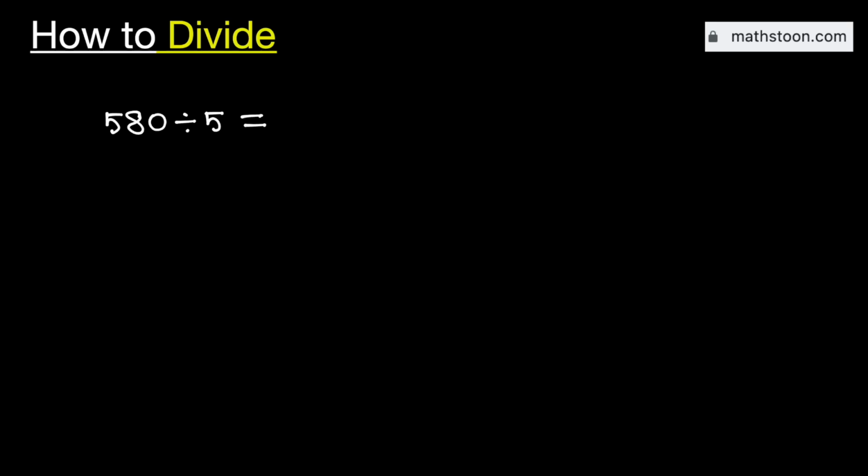In this video, let us learn how to divide the number 580 by 5 using the long division method. Consider the first digit 5. We know that 5 times 1 is equal to 5. Subtract, we get 0. Now this 0 is less than 5. That is why we need to bring down this adjacent 8 here.